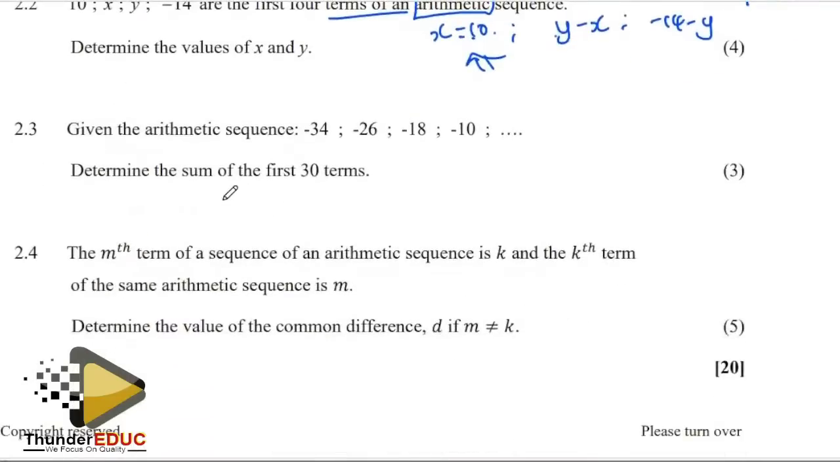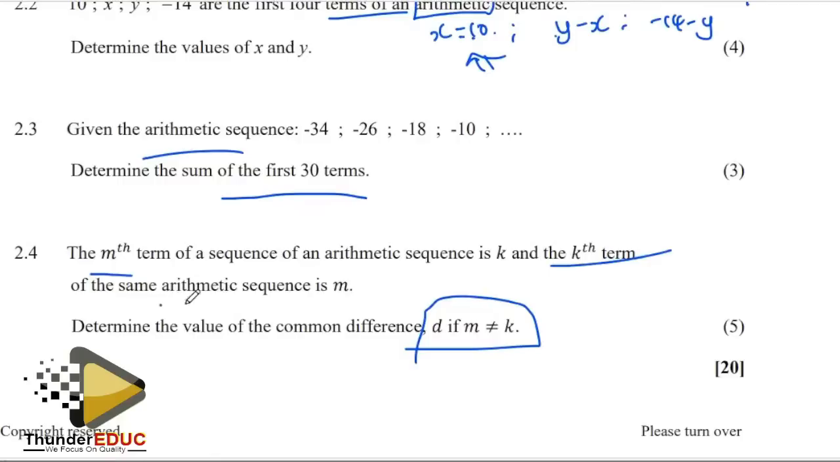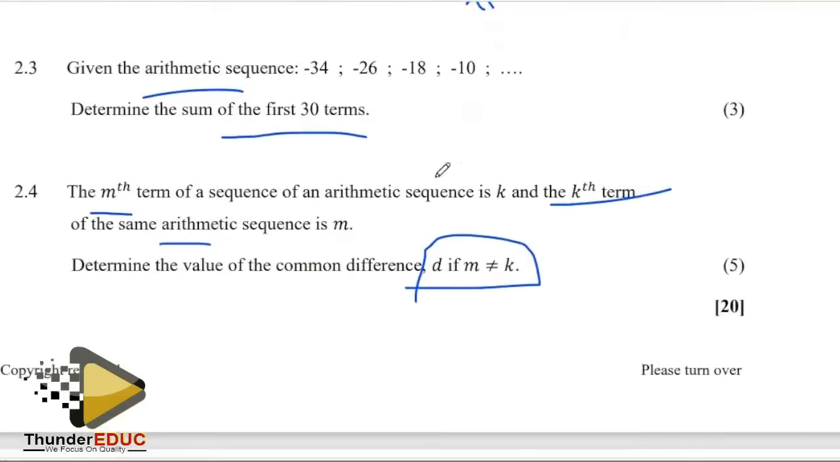2.3, just the same thing, determine the sum. So it's arithmetic, use the sum for arithmetic. And then the mth term of a sequence of arithmetic is k, the kth term is m, determine the common difference. So in this case, use the Tns, since they say the mth term, the kth term of what? Of an arithmetic. Use the Tn of an arithmetic, and then we're good to go. All right, so we move on. So that is sequences and series or number patterns.